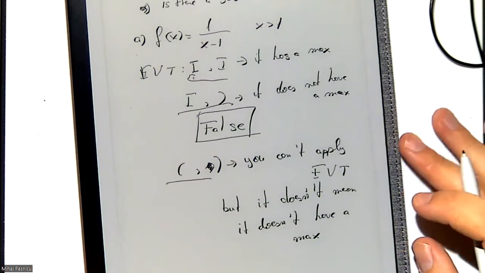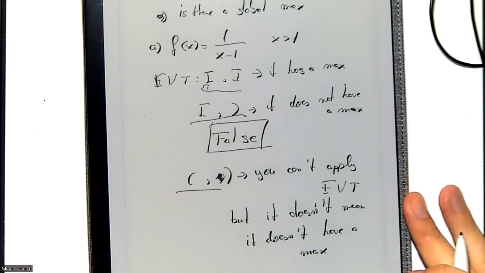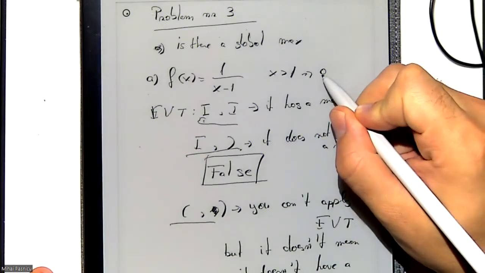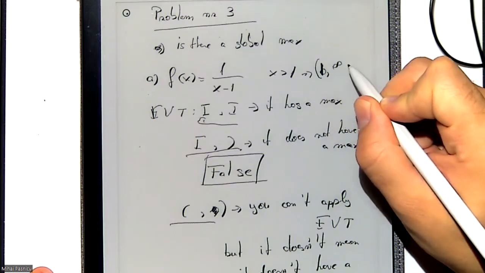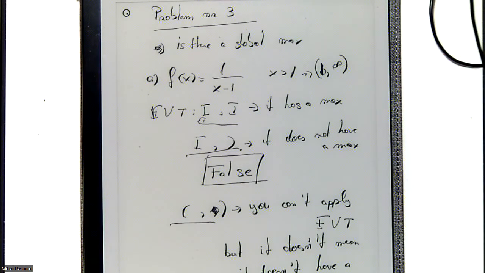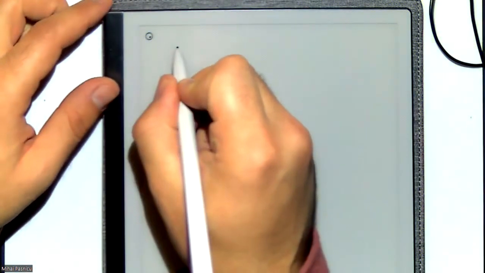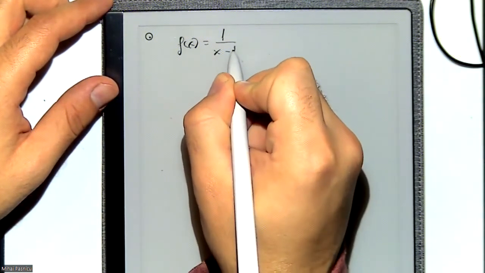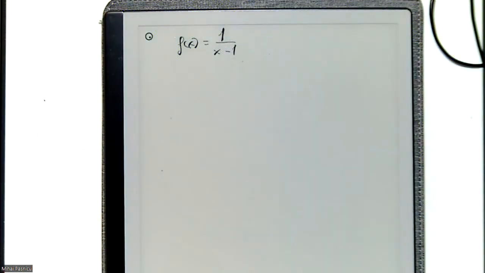Okay, so in this case, since x is greater than 1, my interval looks like (1, infinity), open. So I can't apply the extreme value theorem. Again, it doesn't mean it doesn't have a global max. It just means I have to work a little bit harder. So I have f of x is equal to 1 over x minus 1. And yes, you can take a derivative. Yes, you can do it however you want to.